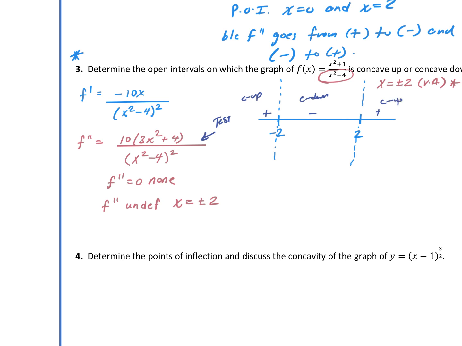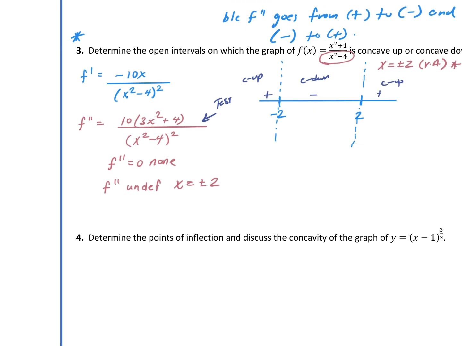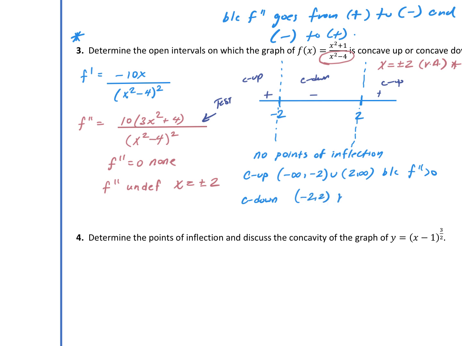Yes, for your own understanding, I really think you need to put this into Desmos and just look at it. Okay, so you can see the behavior of the graph, and you can see that it's concave up, concave down, concave up. So none of these are points of inflection. So there's no points of inflection. And then we could still answer the question though. So concave up would be from negative infinity to negative 2, and then 2 to infinity. We'd say because f double prime is greater than 0, and then concave down, it would be negative 2 to 2 because f double prime is less than 0.